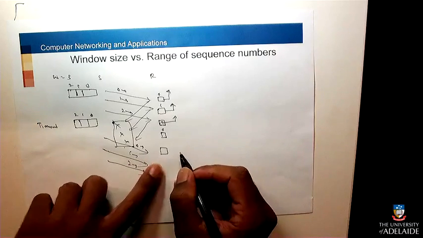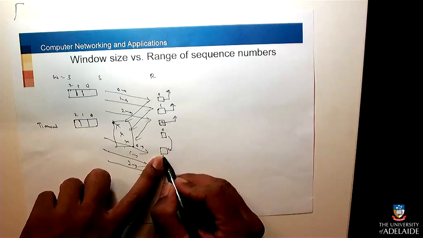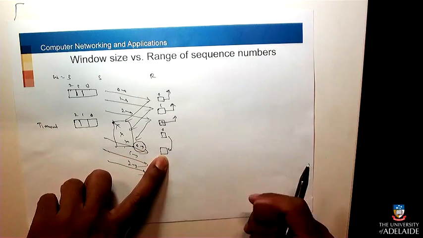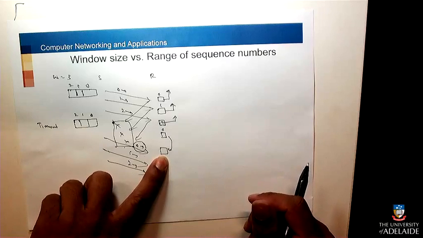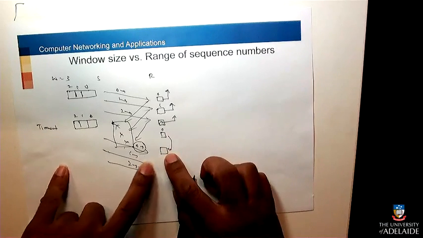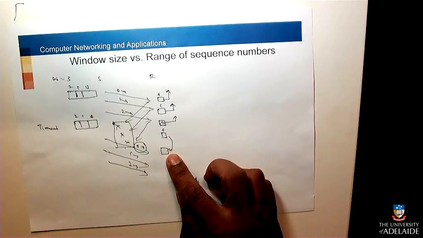Now the receiver is waiting for 0, right? So it will think this retransmitted packet is a new packet, right? Yes? Can you see the problem? So if you want to distinguish this case, you need to have, as you were saying, window +1.